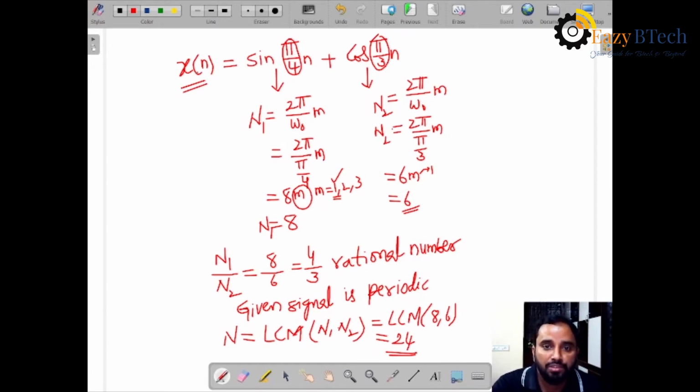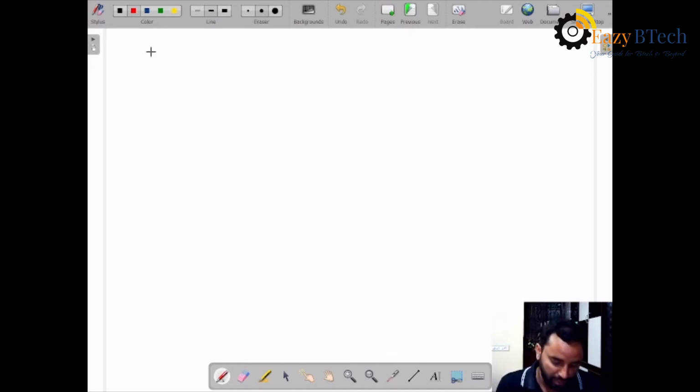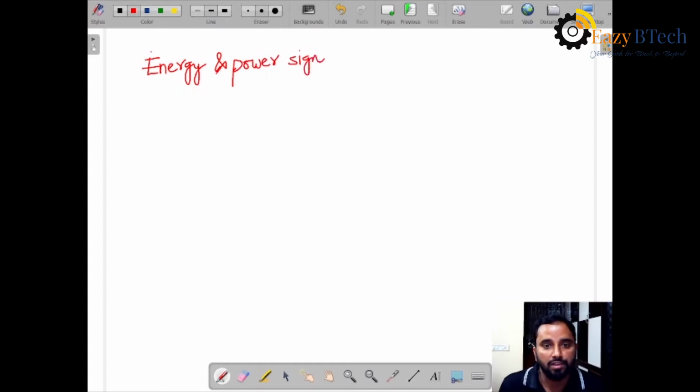Next we are going to see another classification, energy and power signals. First I am talking about the power of a signal. How to define the power of a signal.